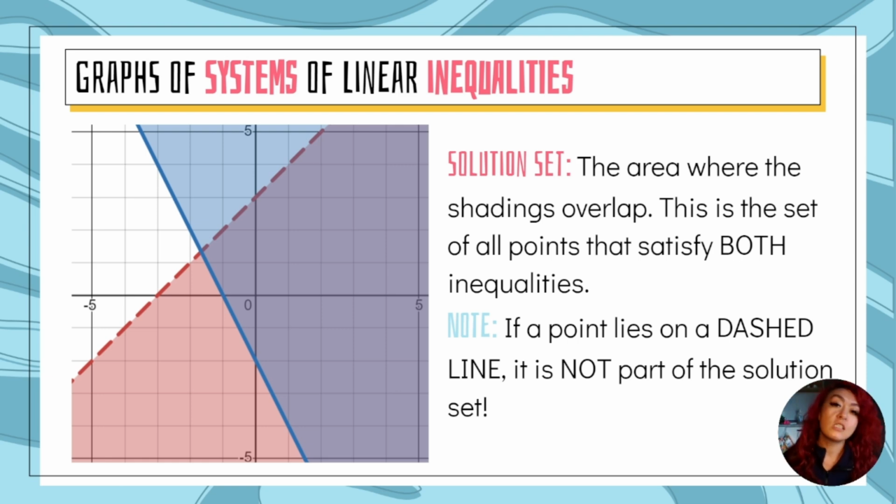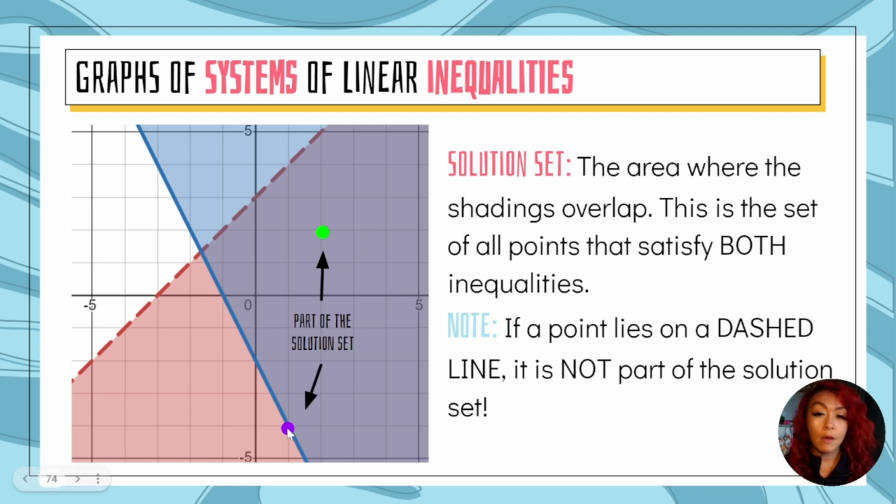So let's take a look at some points on this graph that are part of the solution set and not part of the solution set. So this point right here, it's part of the solution set because it lies in the area where the shadings overlap.